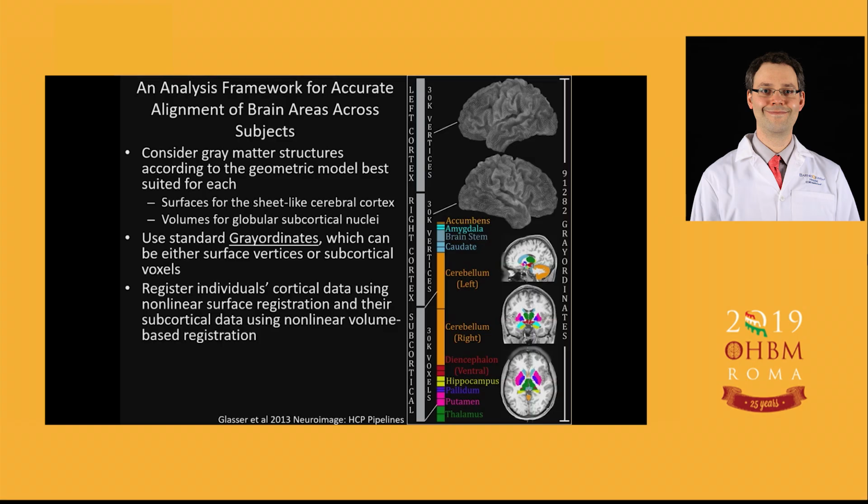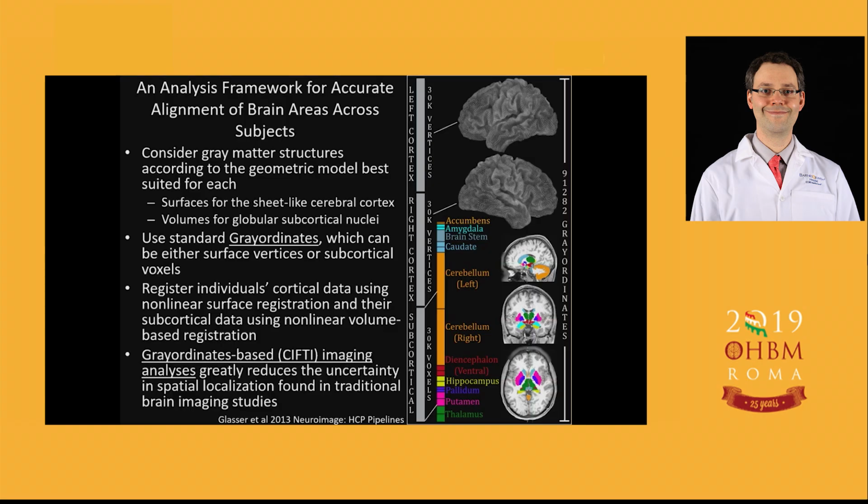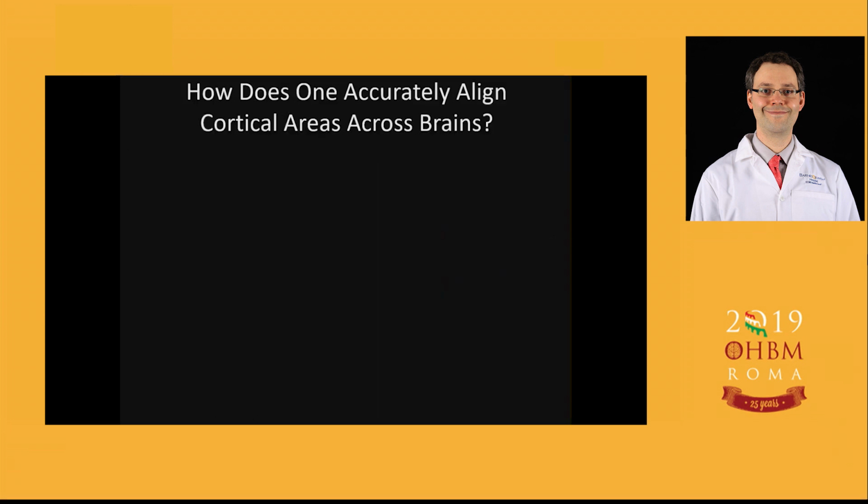And we're going to register the individual's data on the surface using nonlinear surface registration, and in the volume using nonlinear volume-based registration. And grayordinate-based analysis, or CIFTI analysis, actually allows us to greatly reduce the uncertainty in spatial localization that's typically found in traditional brain imaging studies.